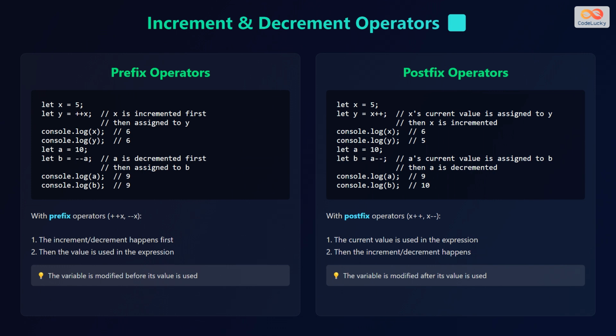value 9. Postfix operators like x++ or x-- use the current value of the variable first and then modify it. For example, if x equals 5, x++ first returns 5, and then increments x to 6. Similarly, with postfix decrement, if a equals 10, a-- first returns 10, and then decrements a to 9. Remember that prefix operators modify before using and postfix operators modify after using the value.